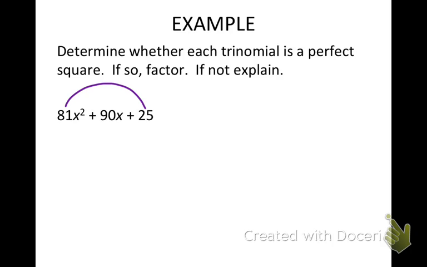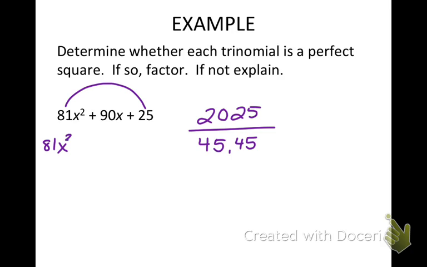81 times 25 is 2,025. All right, so factors of that add up to 90. I'll help you out: 45 and 45. Okay, so now let's factor by grouping, which we have been doing. So 81x squared plus 45x plus 45x plus 25.